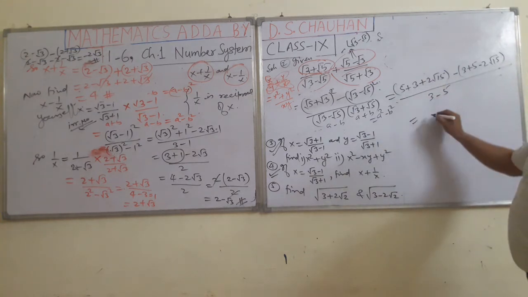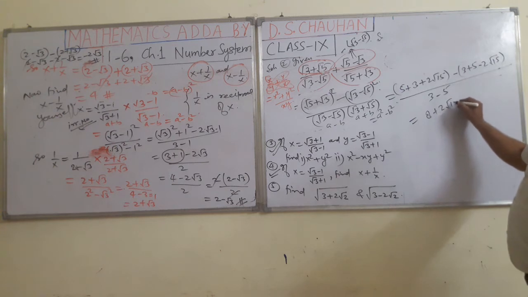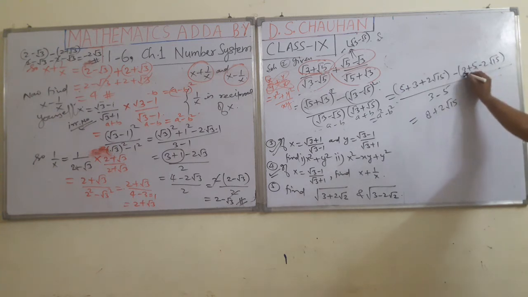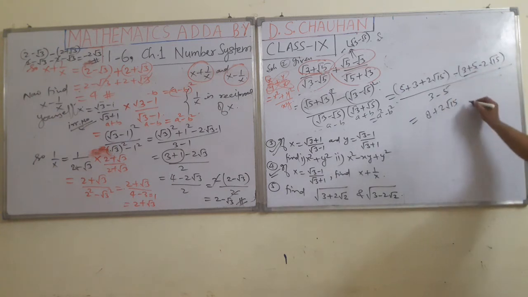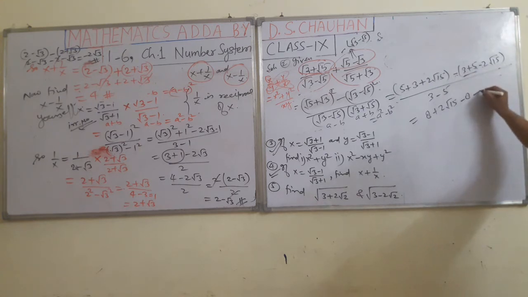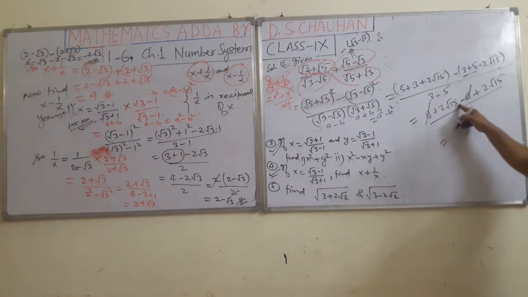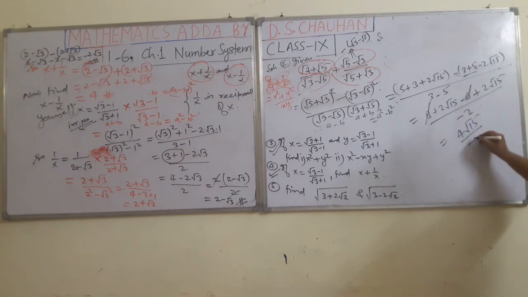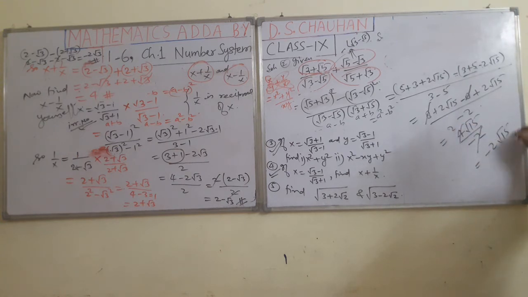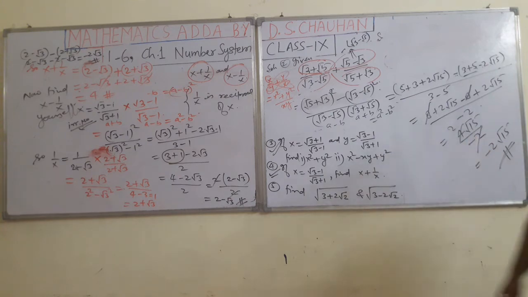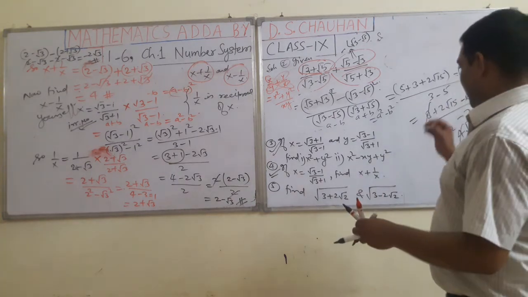Simplify. 5 plus 3 is 8, plus 2 root 15, multiplied. 5 plus 3 is 8, it will multiply by minus, you will get minus 8, minus minus plus, it is 2 root 15, upon minus 2. This has been cancelled. Now both are like terms, we get 2 root 15 plus 2 root 15, 4 root 15 multiplied by minus 2 to the 4. Answer is minus 2 under root 15.